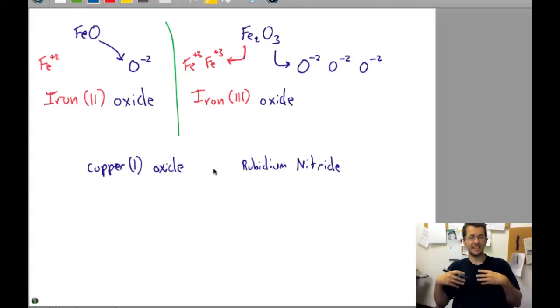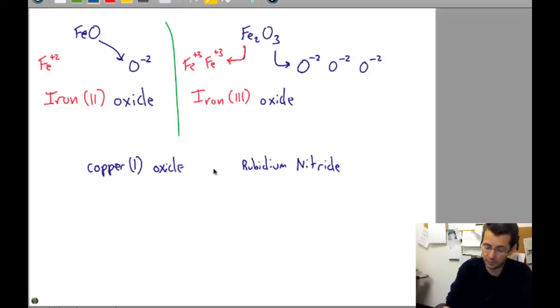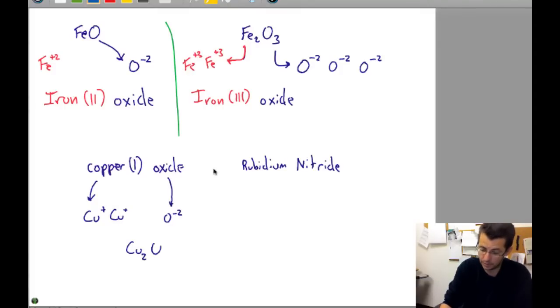And a lot of students find this much easier, right, because you're told all of the information explicitly. All right, so copper 1 is a Cu+, +1 is implied, where oxide is O-2, and so that would require a second copper to balance it out, copper 2 oxide.